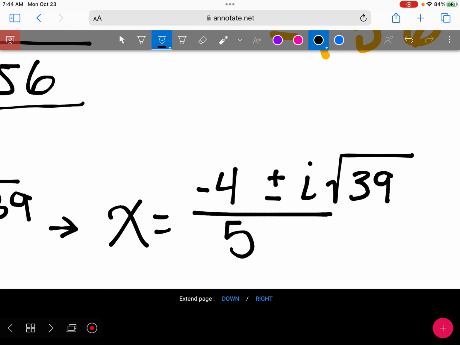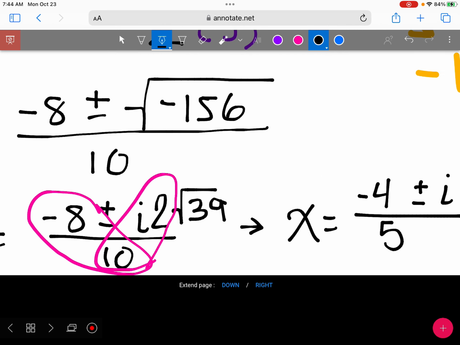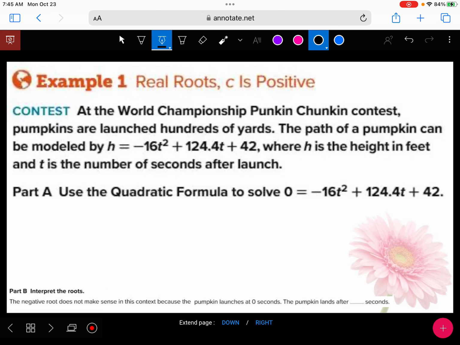This simplifying step on the very bottom, we had the calculator do on the last one. So if you have real numbers, have the calculator do it for you. Way easier. But if we have imaginary numbers, we are going to have to do it by hand. Questions on this one? One more, and then I'll give you a worksheet to practice it. And it's going to look like a story problem because it's from the book.